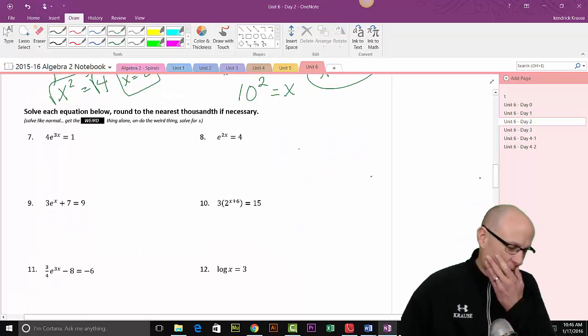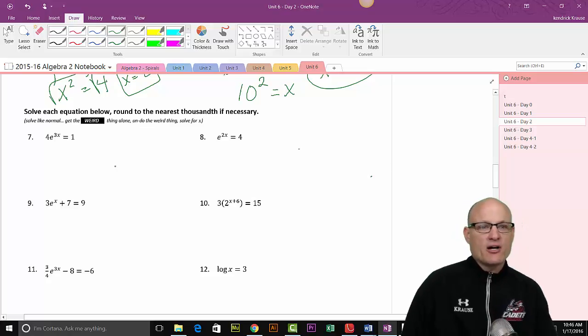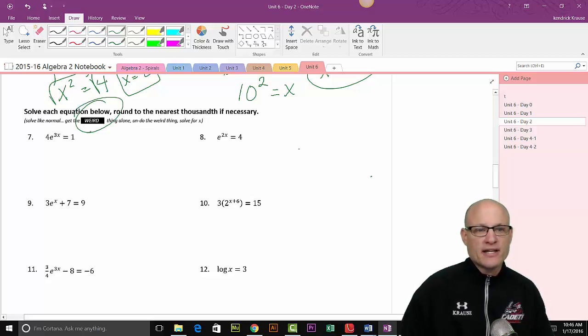Okay, so let's get moving. Let's figure out how to find out what x is equal to. Okay. So, again, we want to get the weird thing alone. In this case, the weird thing clearly is this e, exponential base. So the first thing we've got to do is divide by that 4. We've got to get rid of that thing, 4. And now we've got e to the 3x equals 1/4.